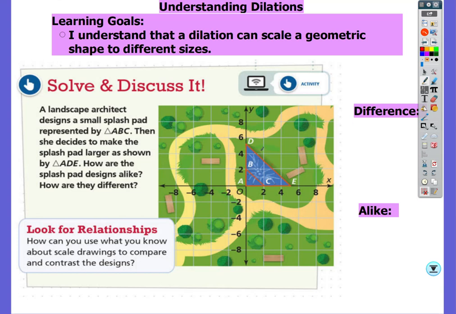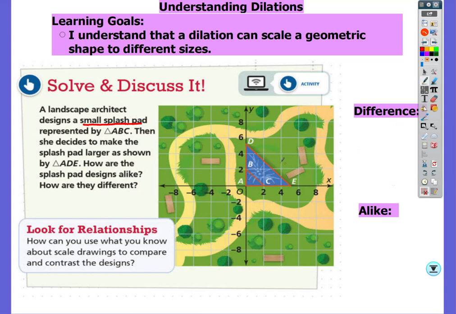So we've got this triangle here, and it looks like a small splash pad, and we're representing it with this triangle ABC. The architect wants to scale up this splash pad, so they want to make it larger. And so they've scaled it up to this triangle ADE. We're going to look at the similarities and differences to see.